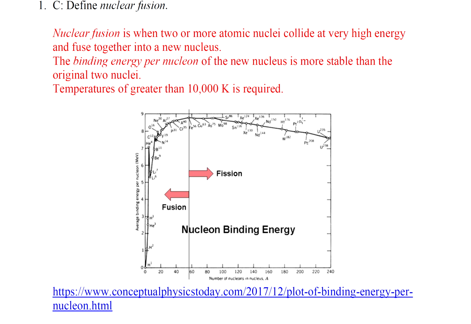So you could see fusion happens to all of these elements to the left of this vertical line. They all want to get closer to iron. And fission happens to all of the elements to the right of this vertical line. In fission, these elements want to break down and become closer to iron.